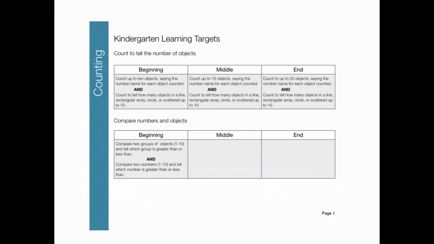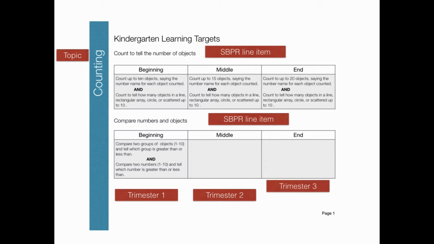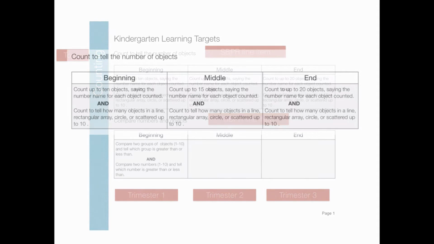Let's begin with the learning targets. Here's a sample. We're just going to walk through each of the parts to explain what they are and how they were created. On the left-hand side, you will see the topic. In this example, it's counting. You will see the line item that is connected to the Standards-Based Progress Report. Here it's count, tell the number of objects, and compare numbers and objects. For each of the trimesters, it describes what that would look like at the beginning, middle, and end.